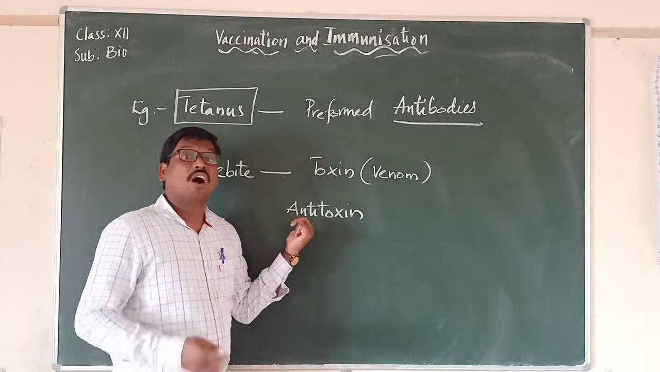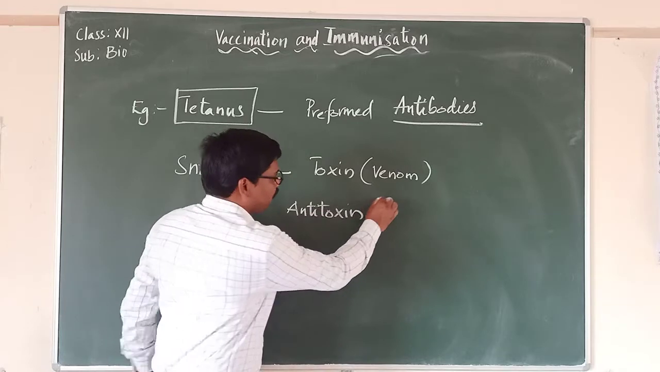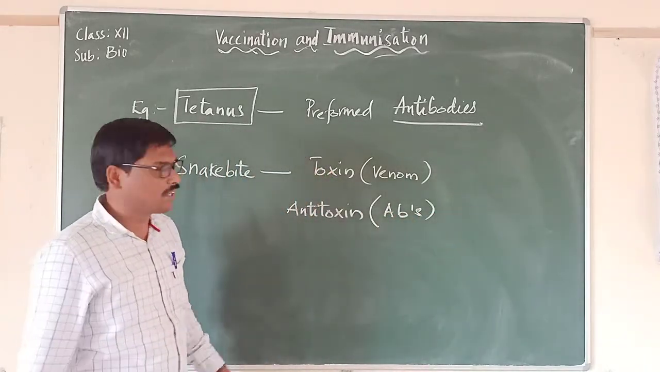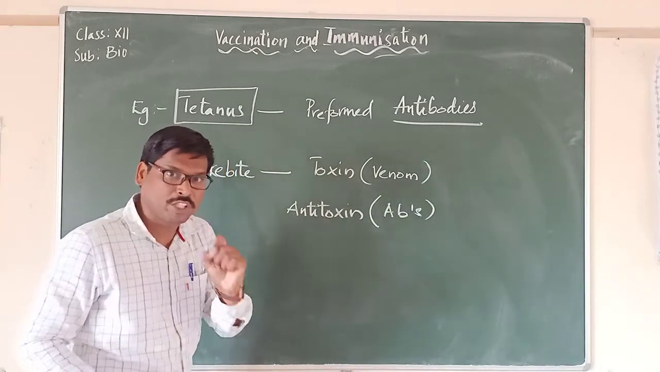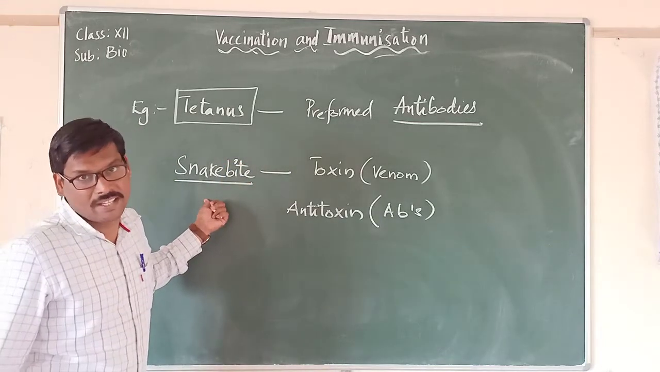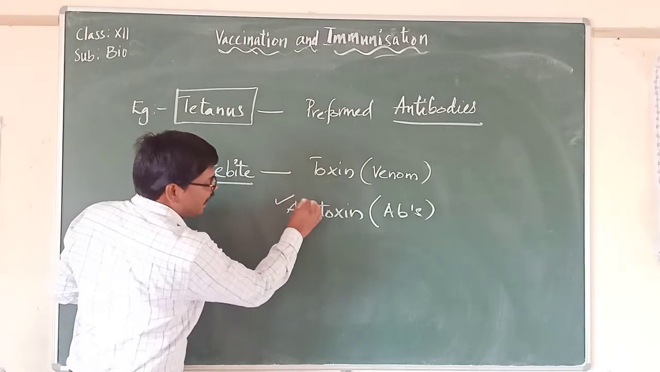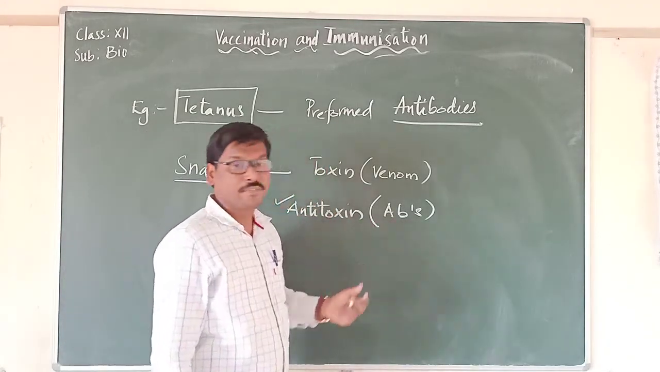Antitoxin means already prepared antibodies. Antitoxin is nothing but already prepared antibodies. These already prepared antibodies will be given to that particular individual who has met with a snake bite. They will be introducing this antitoxin consisting of antibodies.